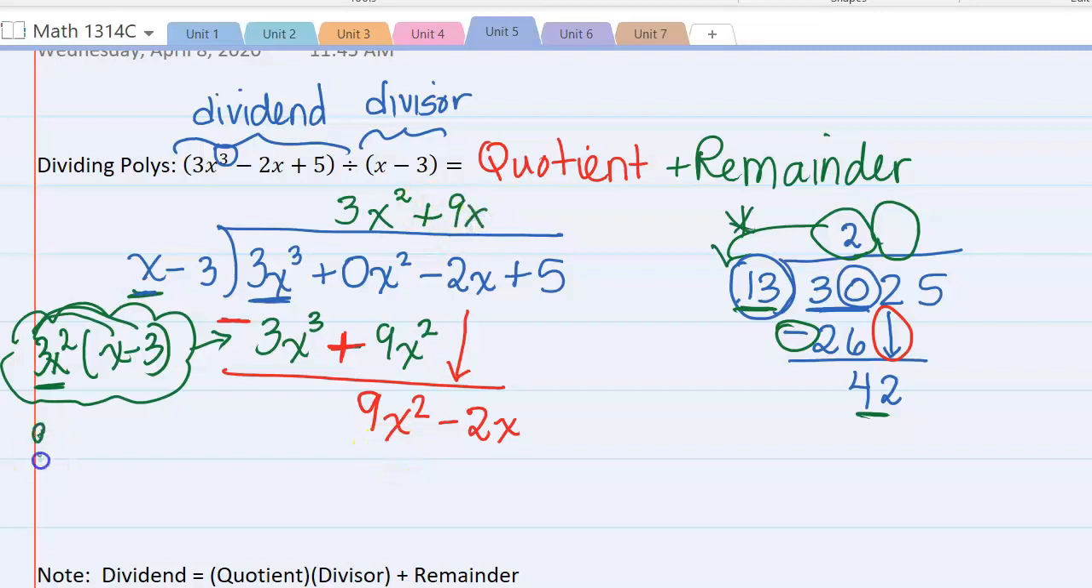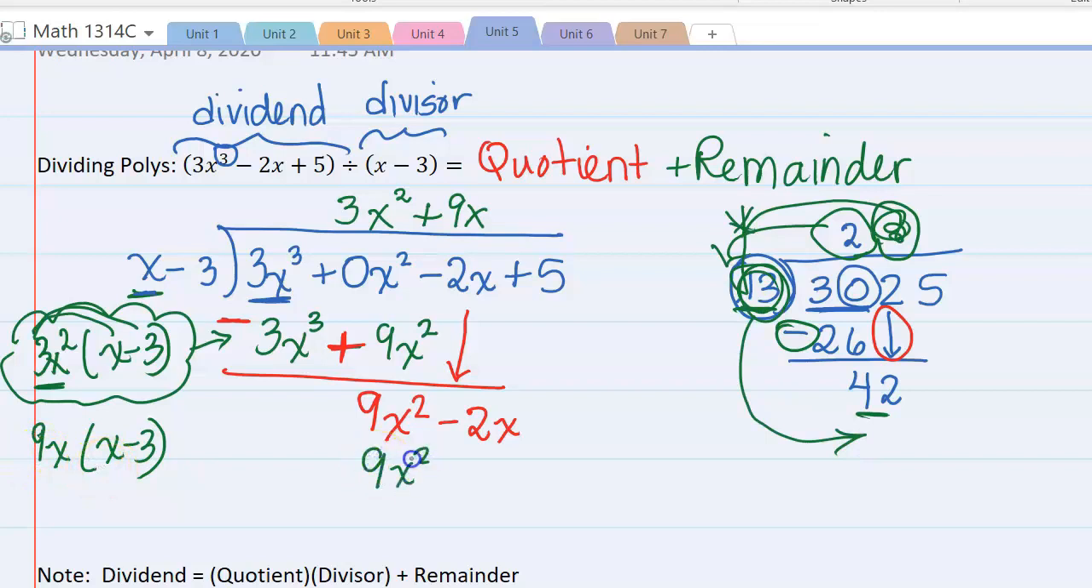So I'm going to multiply my positive 9x times my x minus 3, because whatever number I got here, I would multiply it times my 13 and put it down here. So I'm doing the same thing. 9 times x is going to be 9x squared. 9 times a negative 3 is a negative 27, and don't forget your x. So I did this, and that's where this came from.